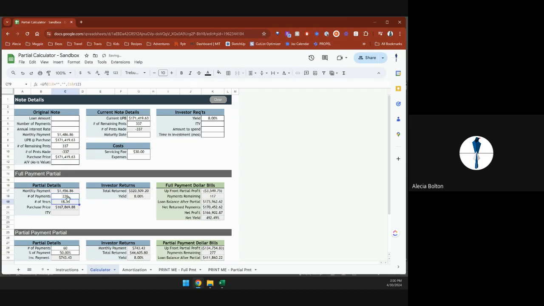90, 220, close, 230. So here, if you sold 235 payments, you would get a purchase price from your partial person of $172,000 and change. And that means that you get money up front of $1,255.89, and you have no money in the deal. So you have a net yield of infinity.